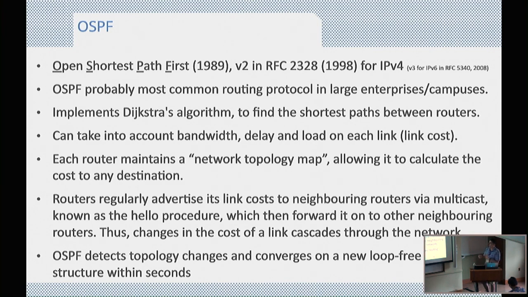All the routers regularly identify to the other adjacent routers all of its costs to its neighboring routers. This way, in the whole network, each node can build up a map of the cost to anywhere else in the network relative to itself. OSPF works really well, much better than any of the layer 2 systems, and it can detect topology changes and converge on a new loop-free routing structure within seconds.